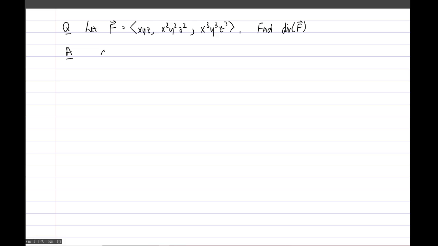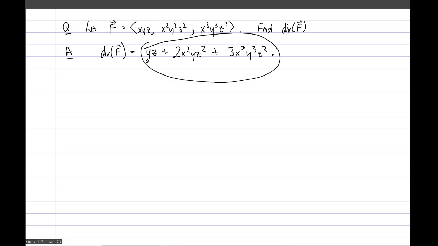Okay, I hope you really did that. If you then unpause, the divergence needs to be a scalar. So it should be partial derivative of the first component with respect to x, and we should get yz for that, plus partial derivative of the second component with respect to y. So we should get 2x squared y z squared for that, plus we should take the partial derivative of the third component with respect to z and end up getting 3x cubed y cubed z squared for that. Just keep in mind that you really do need to get a scalar. If you ended up with a vector, if you drew commas in your answer, something went wrong.